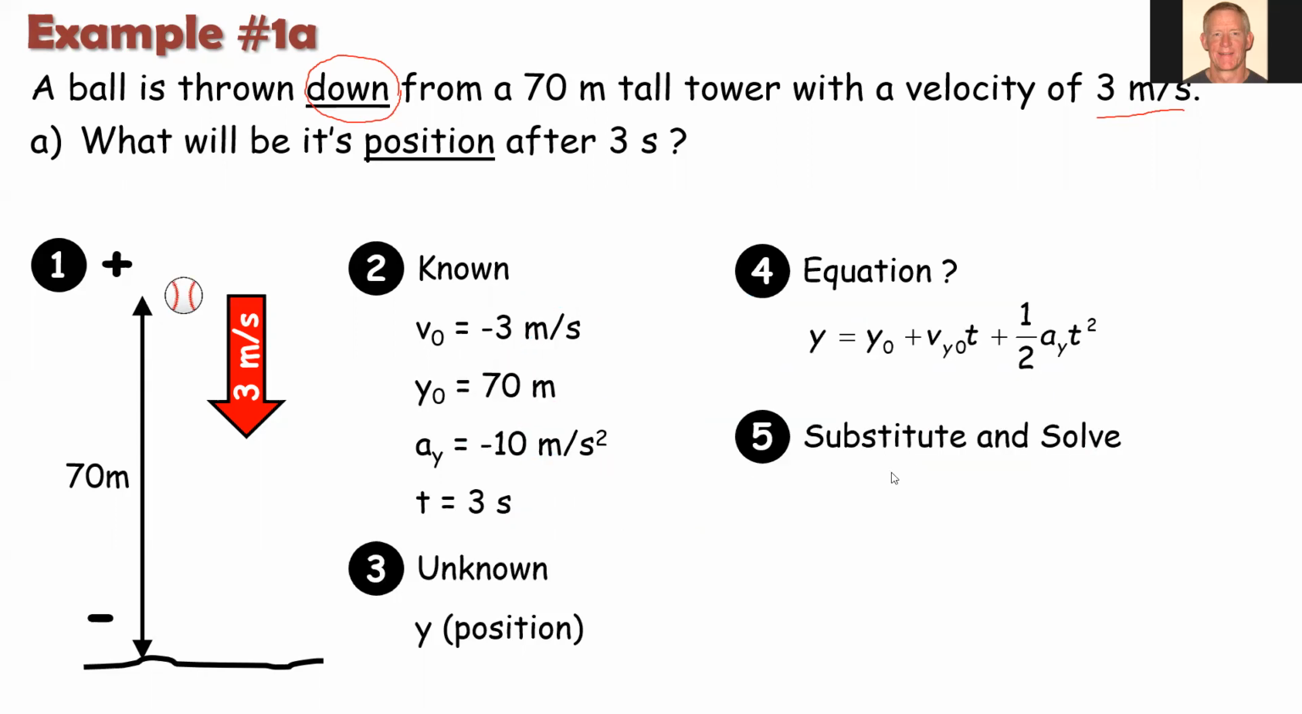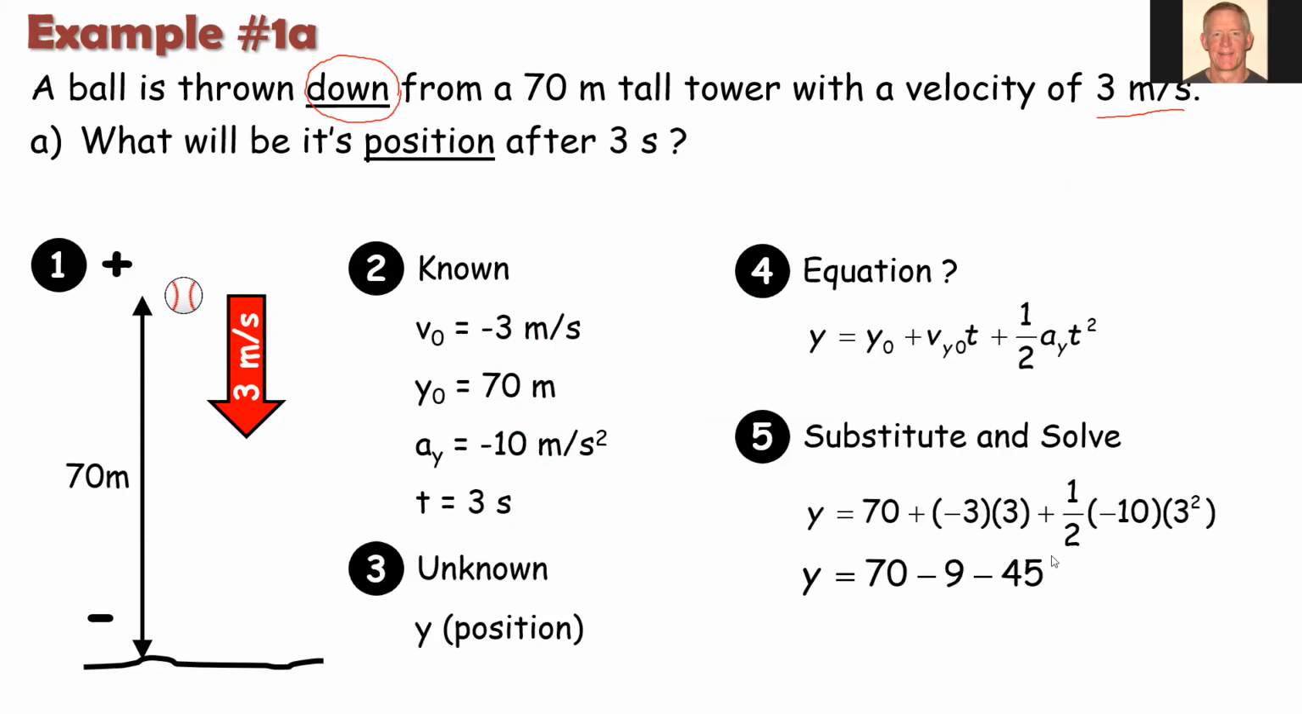All right, we plug all that in and we do the math, grab the calculator, and we find that at the end of 3 seconds, the object will now be 16 meters above the ground. So it will have fallen, what would that be, 54 meters from its original position. But its new position will be 16 meters. So a good example there of how to work through the process and figure out what equation we're going to use.